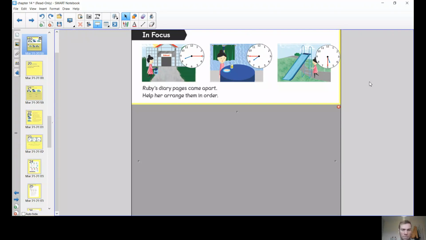Okay, first of all, we're going to have a look at this. Now, Ruby's diary pages came apart, unfortunately. Her diary fell everywhere across the floor, but she's gathered up these pictures from her diary, and we need to help her arrange them in order. So, first of all, how are you going to arrange those in order? I'd like you to pause the video, have a think about which order you'd put them in and why you've put them in that order. When you're ready, you can press play and we'll have a talk about it.